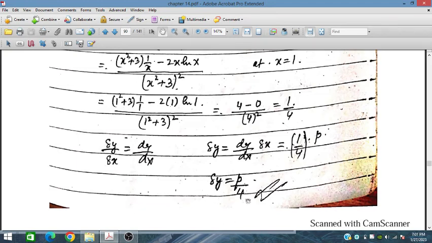So that was question number 8, and let's move to question number 12.